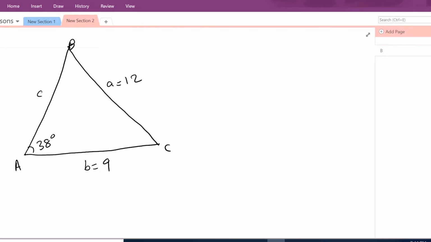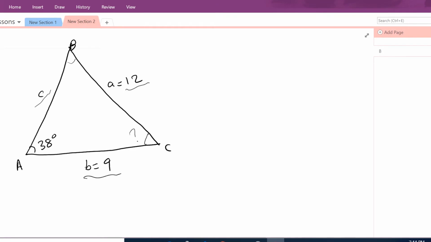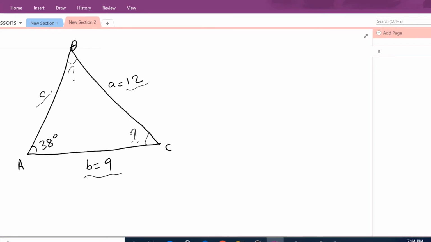Using the sine rule, we have angle A as 38 degrees. We have side B is 9. We have side A is 12. We don't have side C, we don't have angle C, and we also don't have angle B. In order to solve this problem, we have to first find one of the other two angles. We cannot find angle C because we don't have side C, but we do have side B, so we can find angle B.